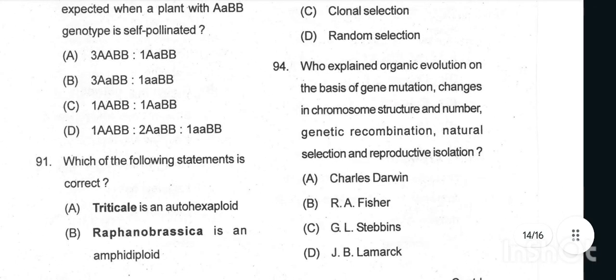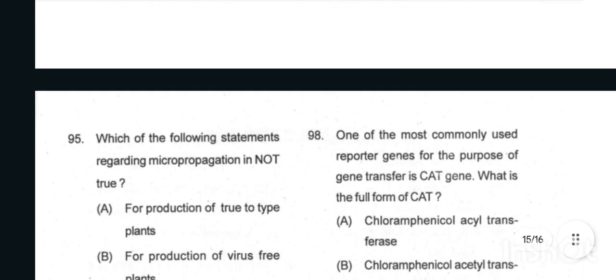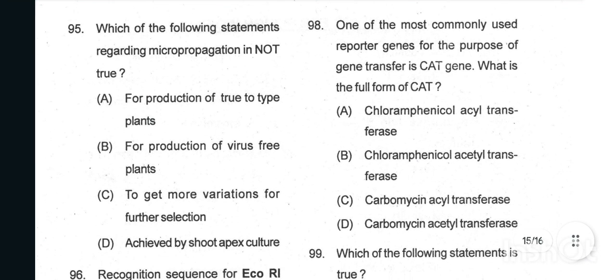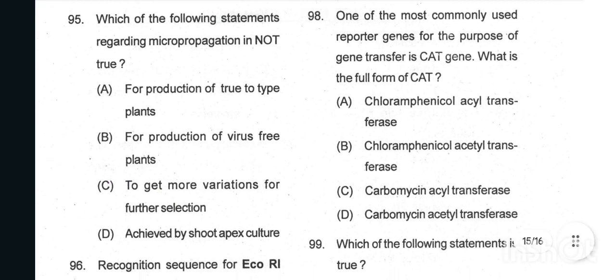Who explained organic evolution on the basis of gene mutation, changes in chromosome structure and number, genetic recombination, natural selection and reproductive isolation? It is your G.L. Stebbins. Option C is your correct one. G.L. Stebbins. Question number 95. Which of the following statement regarding micropropagation is not true? Option C is the correct one. To get more variation for further selection.